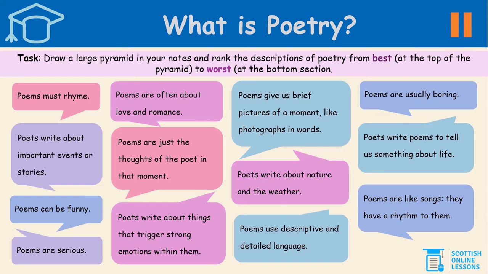Now that you've drawn out your pyramid, you should be able to take all the statements that are on the screen just now and write them out in order of which ones you think are the best. So just pick one or two to go at the very top because there's not that much room at the top of a pyramid. And then the worst ones can go at the very bottom and there's more room down there, so you can put a few more at the very bottom of your pyramid. And this will help you to start thinking about what is poetry and what you define poetry and poems as. So pause the presentation, write down your descriptions now, and then we'll move on.